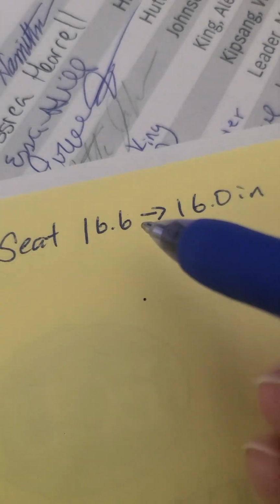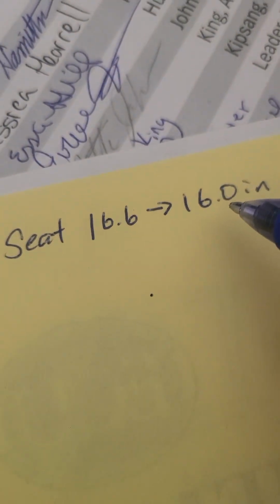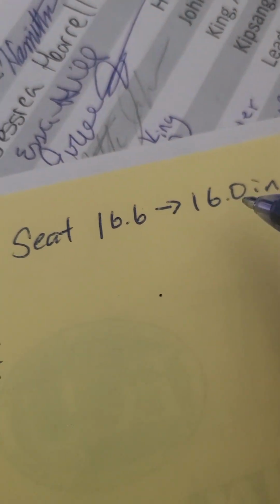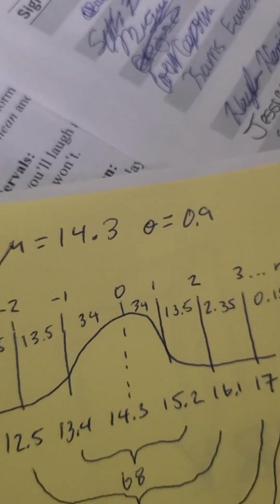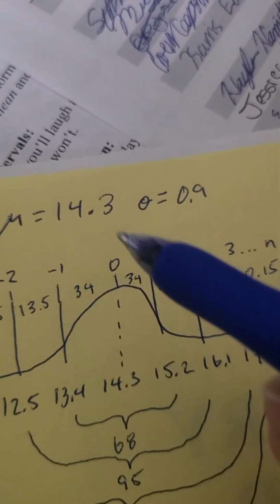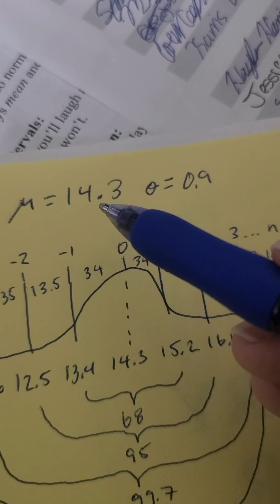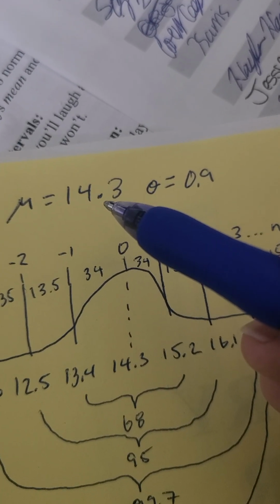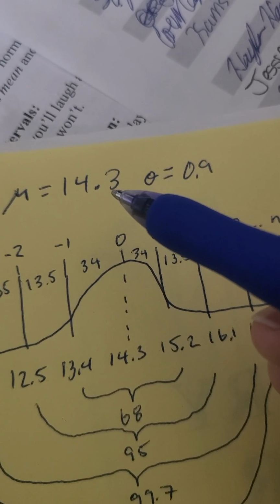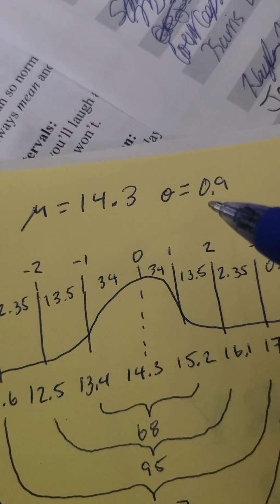So the question is, we've got an airline with seat widths of 16 inches, or 16 and a half. They're thinking about switching them to 16 inches, with a population mean of 14.3 hip widths, with that standard deviation being 0.9.